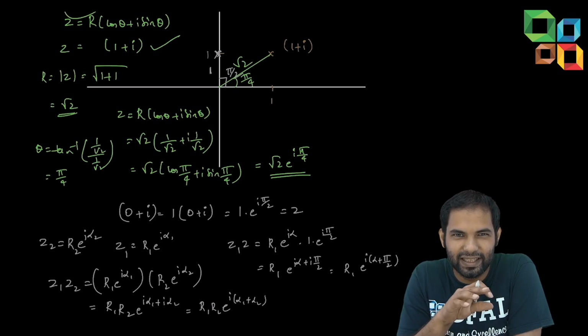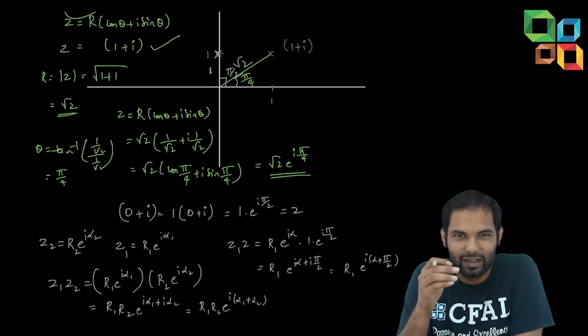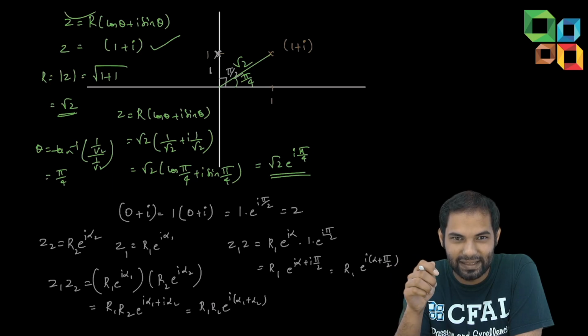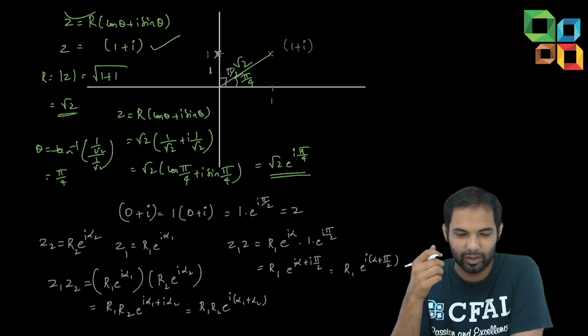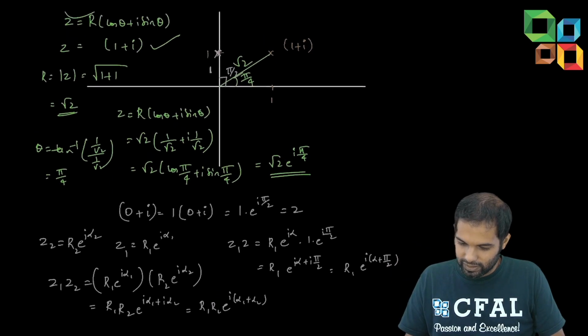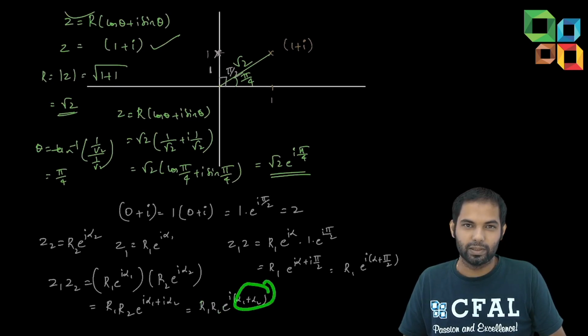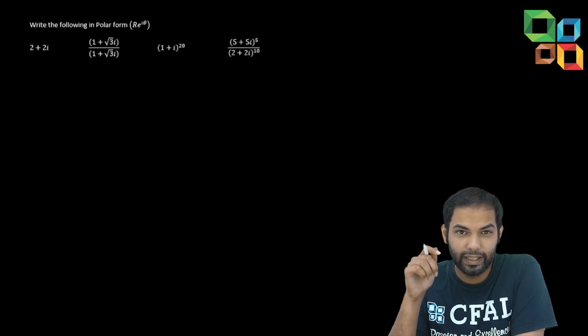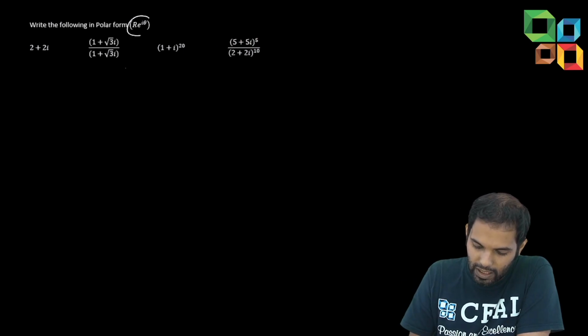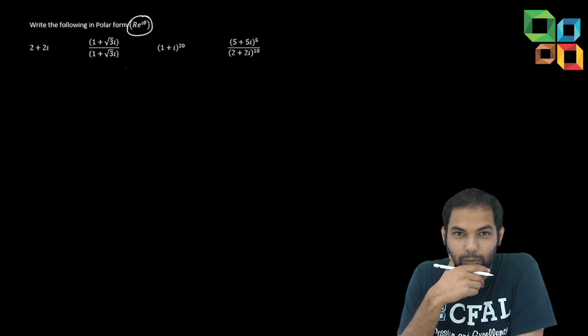Okay. So now it's very easy to see what's happening when I multiply. Magnitudes are getting multiplied and the angles are nothing but getting added. Correct? So the new complex number you get will have the magnitude R1 R2 and the argument alpha 1 plus alpha 2.